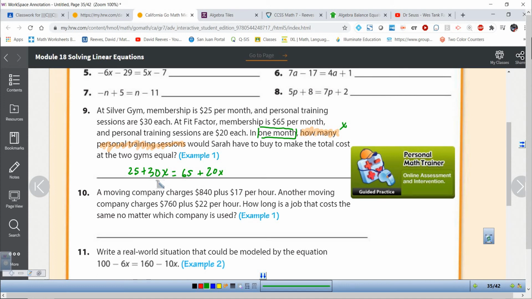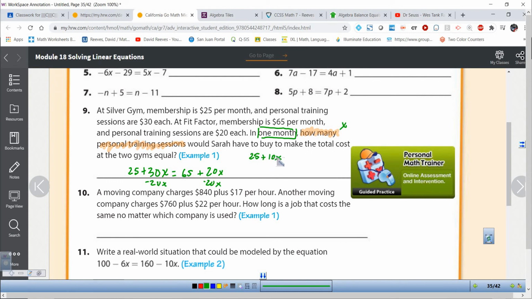So here we go. There's our variable terms. Which one has the smaller coefficient? 20 is smaller than 30. So we're going to take away that 20x, all right? And so when we do that, sorry, I don't have room to go down. I'm going to go over here. I get 25 plus 10x, right?